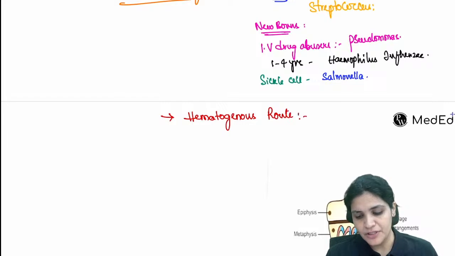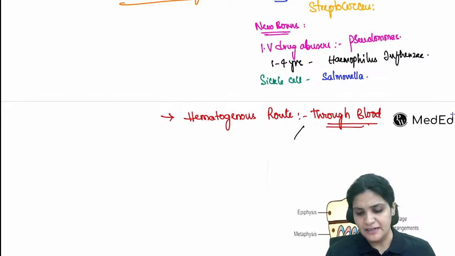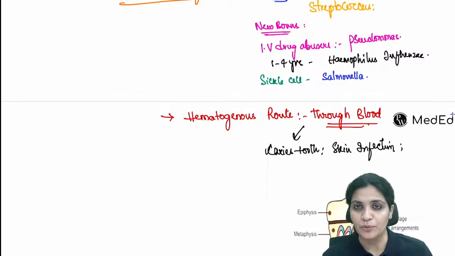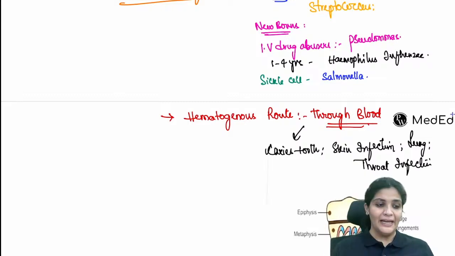What do you mean by hematogenous? That means it is always through blood. So what could be the reasons? The reason could be any caries tooth, right? Any skin infection which is penetrating deep into the wound and then it takes the hematogenous route, or any lung infection or any throat infections. So these are the various forms where the bacteria enters through the blood.